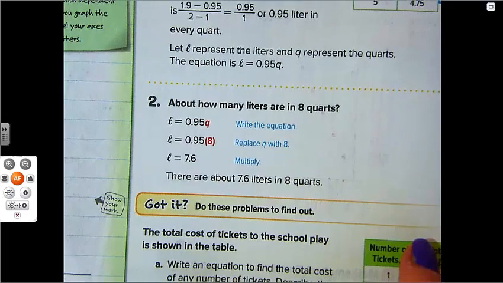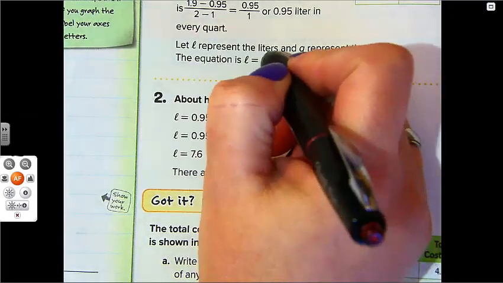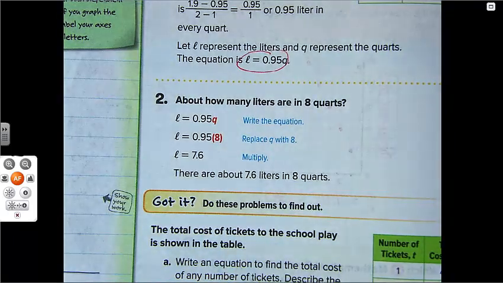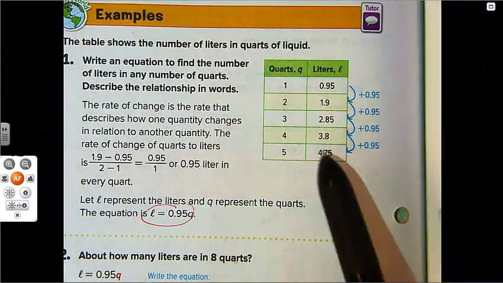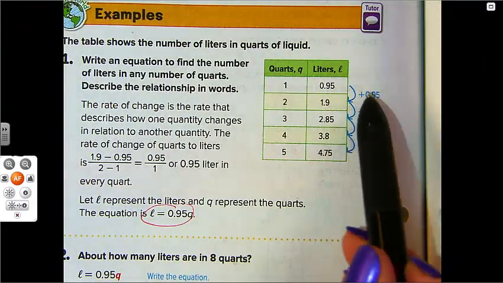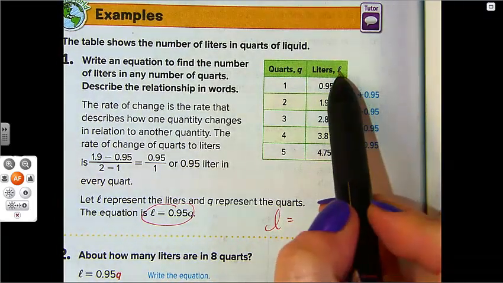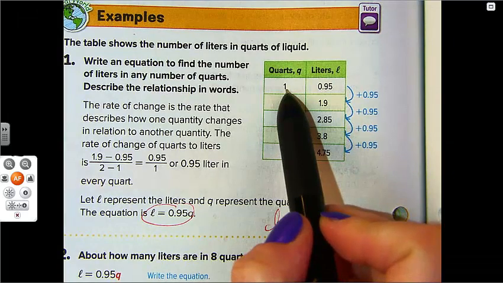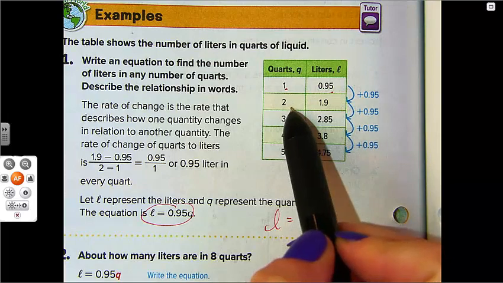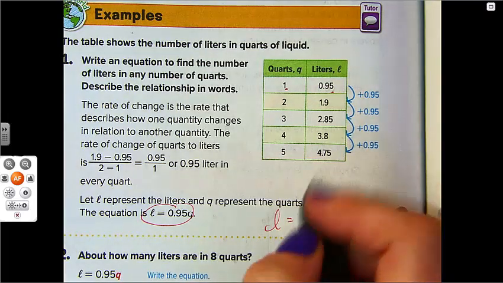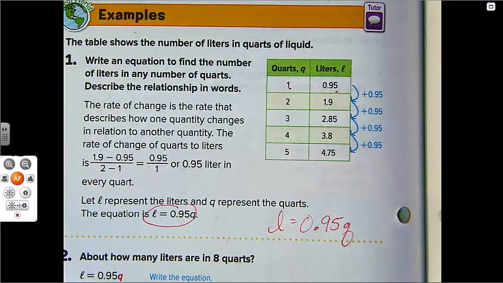Let's go down here and look at number 2, because I think we get the part of graphing. This is talking about, here's our equation, and it says that L is 0.95, because I got that from here, because each change here was 0.95. So to find L, I take whatever my quarts are times 0.95. 1 times 0.95 is 0.95. 2 times 0.95 is 1.9. So I'm going to take whatever my quarts are, however many quarts I have, times 0.95.